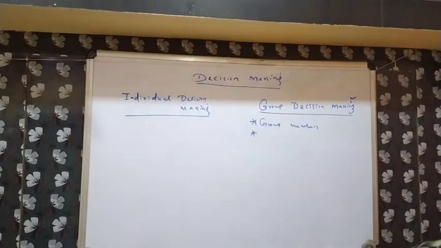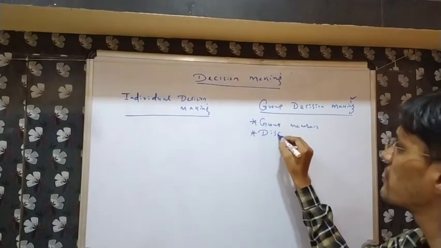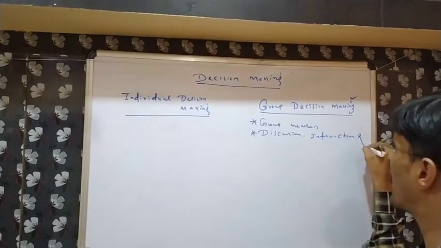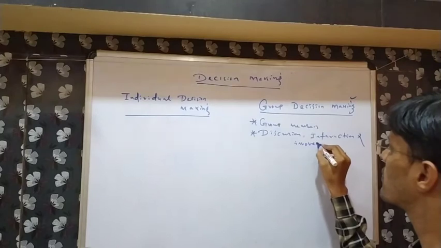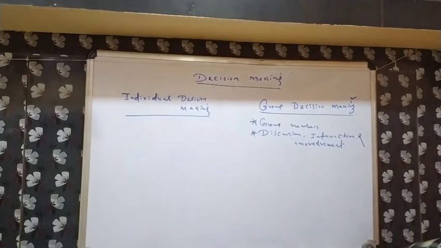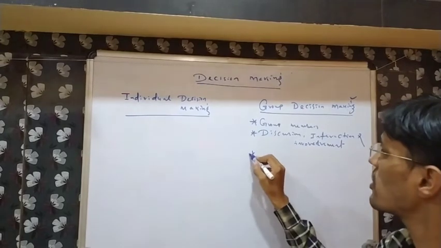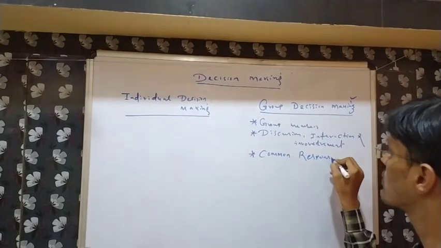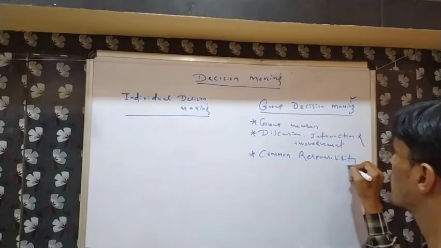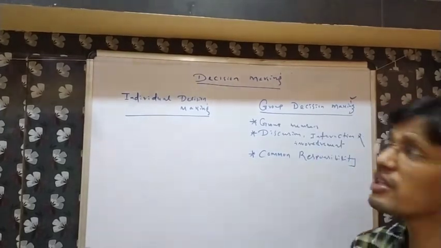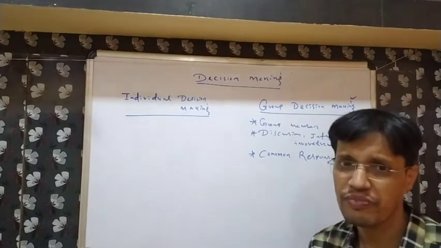In decision making, what is important? Discussion, interaction, and involvement are the major criteria in the decision making process. Who is responsible? Common responsibility. We find common responsibility in the group decision making process.